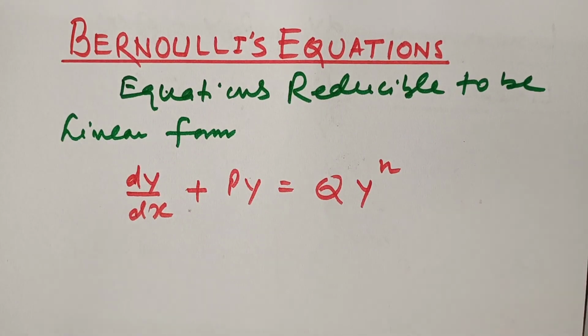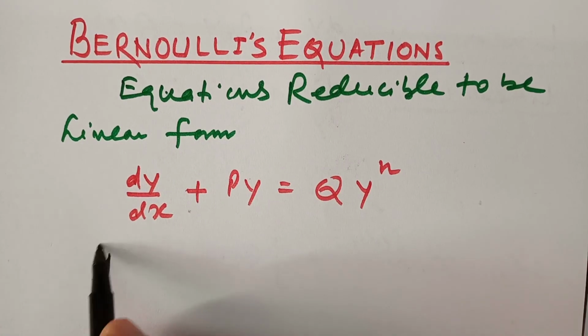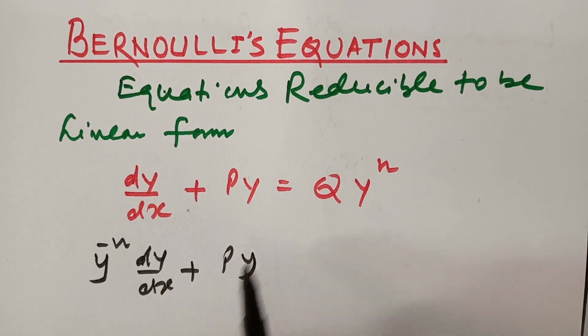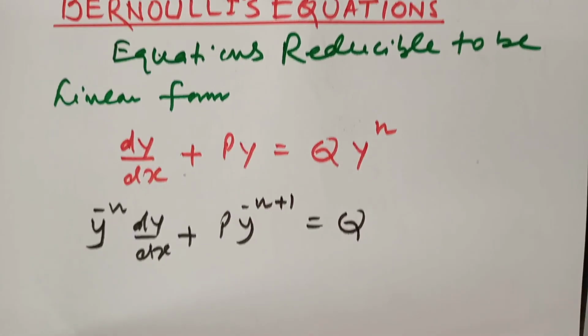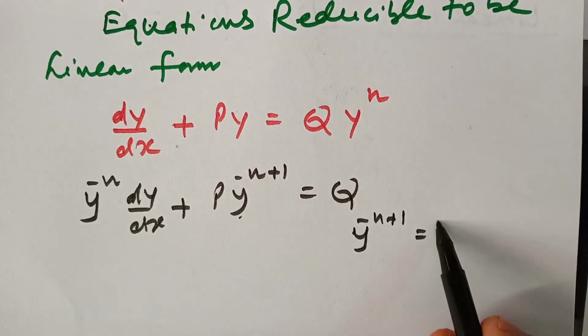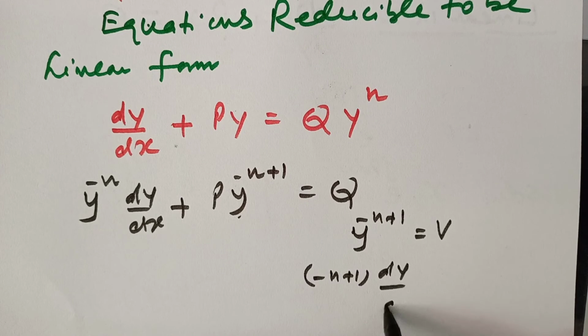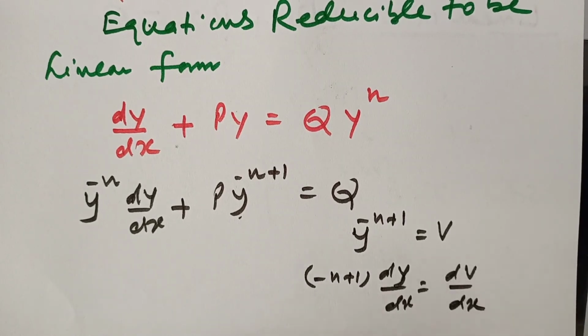Okay, so how do we solve? First we divide by y to the power n on both the sides. Okay, so we get y to the power minus n dy by dx plus p y to the power minus n plus 1 is equal to q. Okay, second step is that you put y to the power minus n plus 1 is equal to v. So (minus n plus 1) y to the power minus n dy by dx is equal to dv by dx. Okay, so this is the second step.